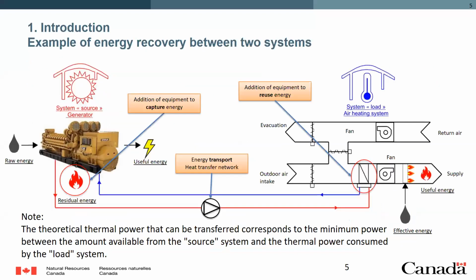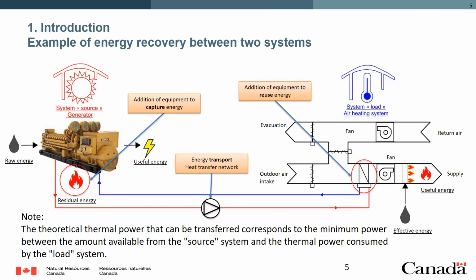As an example of that, we can see here a diesel generator on the left side. That motor uses fossil fuel to generate energy. However, only 30% of the fuel energy available to the motor turns into useful energy. The remaining 70% is lost through the cooling system or through the exhaust gases.